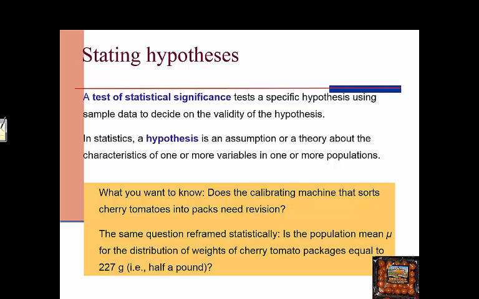And that same question can therefore be reorganized to say, is the population mean, mu, of all cherry tomato packages equal to 227 grams? Right? So the question is, mu equal to 227 grams? And we need a way to prove this.